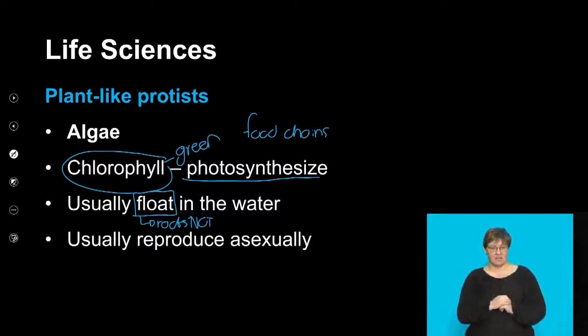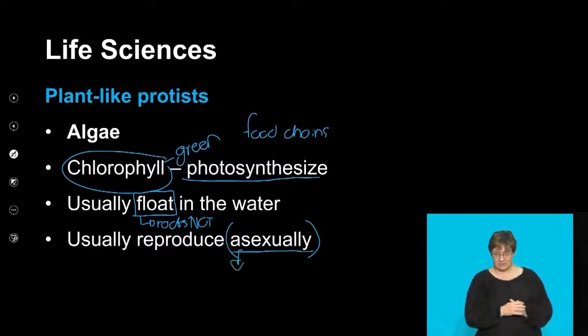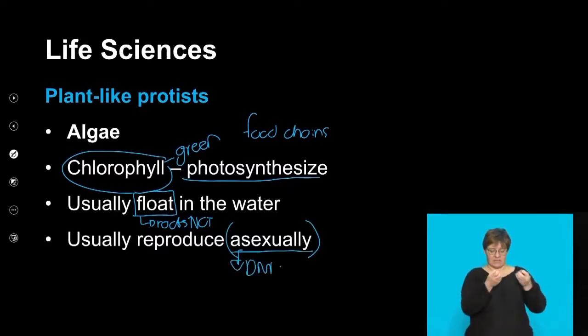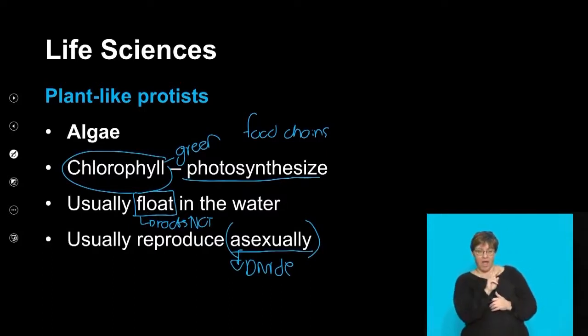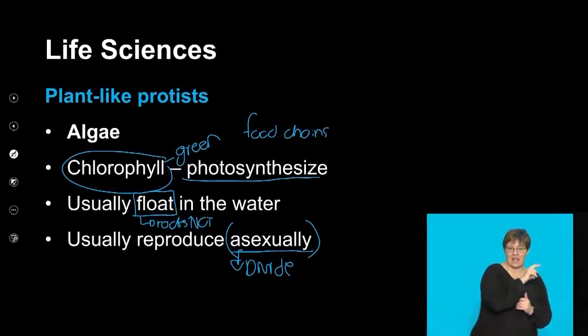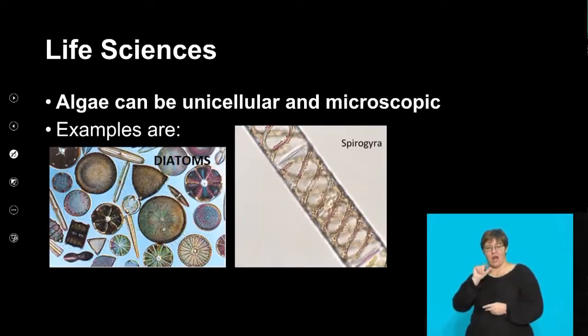And as we said before, they are going to reproduce asexually. What they're usually going to do is just divide. We don't have a male and we don't have a female, so we don't typically see male type algae and female type algae. All right, guys, have a look at the different kinds of structures.